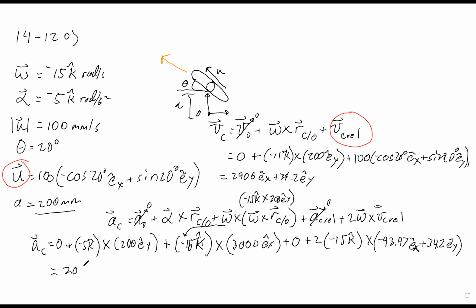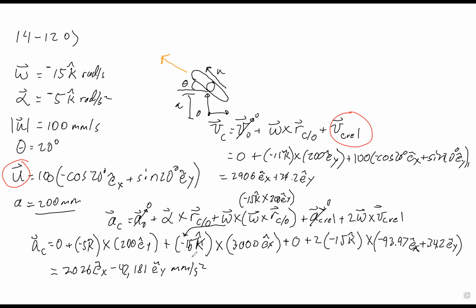All right, so the final answer, which is quite a bit of math here, so make sure you're practicing, is 2026 e hat x minus 42,181 e hat y, and this is millimeters per second squared. And that is the answer. Okay, so I consider that the analysis complete. And I would like you to try and do this problem with the repeat for counterclockwise angular velocity and angular acceleration.